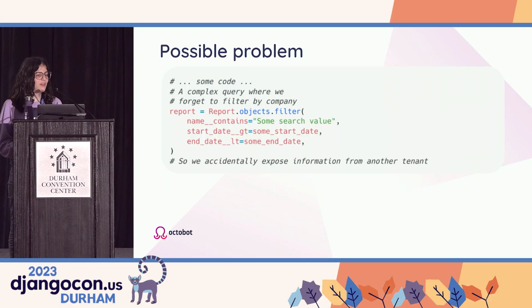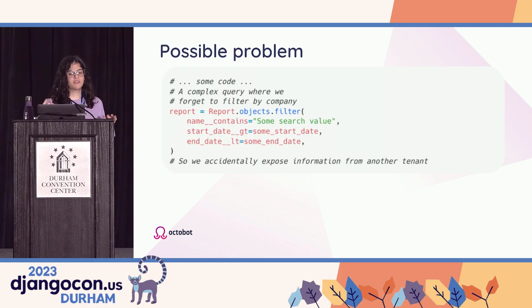For example, imagine I'm writing some code, a kind of complex query, and I forget to filter by company. So here I have my reports and I'm filtering the name that contains some search value that maybe the user input somewhere, a start date that has to be greater than some date that someone selected, an end date, and so on, any filter. And I forget to filter by company and whoever's reviewing my code does not catch my mistake. And so now I accidentally exposed information from another tenant.